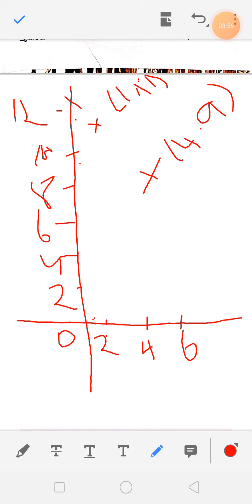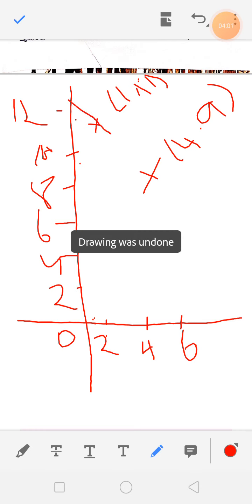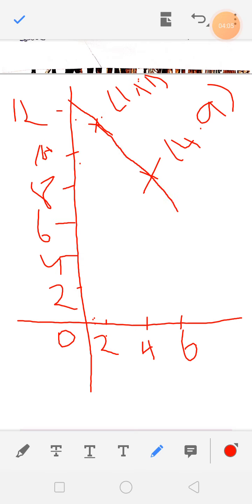And draw that line. So draw the line through these points. Okay, so try to draw clearly. That line must intersect with the x-axis. Okay, it's okay, fine. So this is a normal graph.